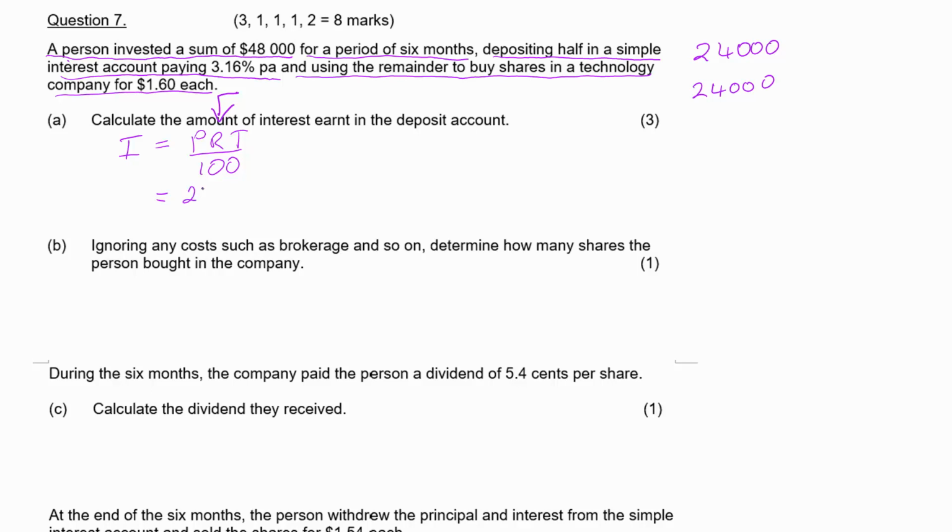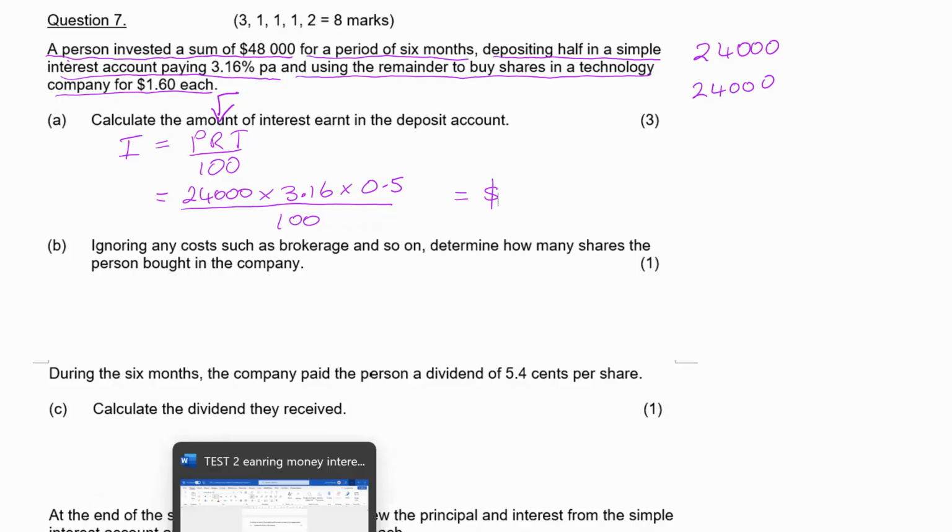So that's 24,000 times 3.16, and it's going to be 0.5. 6 months is half of a year, divided by 100. And we just need to calculate that.